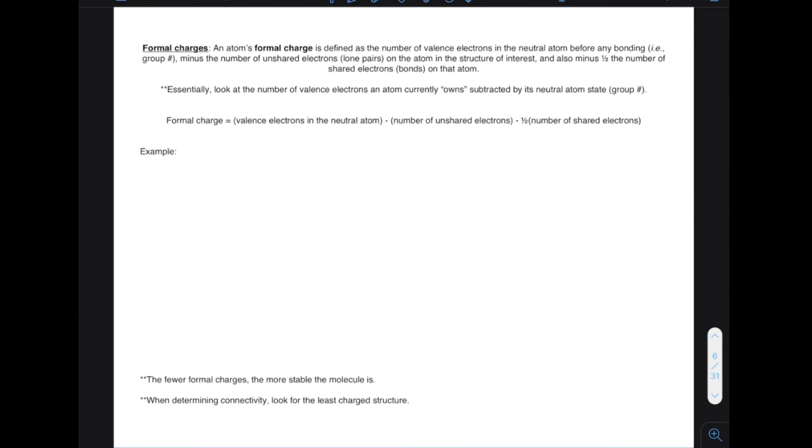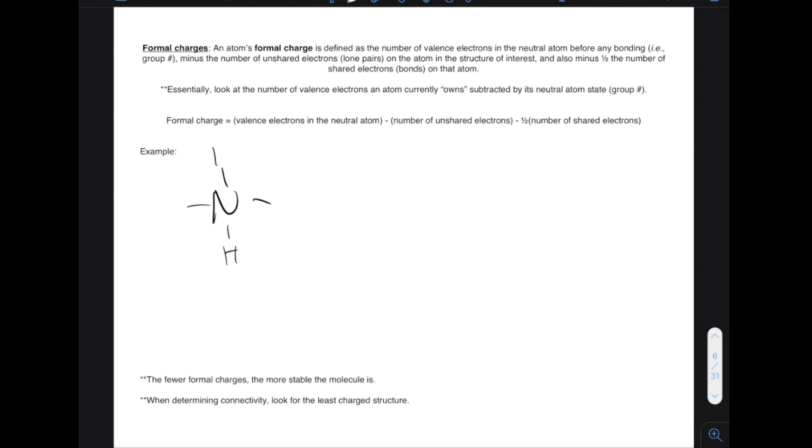So when we're looking at formal charge, there is this equation down here, which was explained up here. This equation will help guide you through looking at formal charge, but essentially all you're doing is looking at the number of valence electrons an atom currently owns and comparing it to its neutral atom state. So with carbon, it has 4 valence electrons, it's neutral with 4. If it had anything less or more than that around it, it would have a charge. So let's look at an example of this.